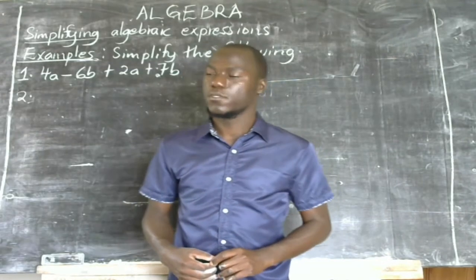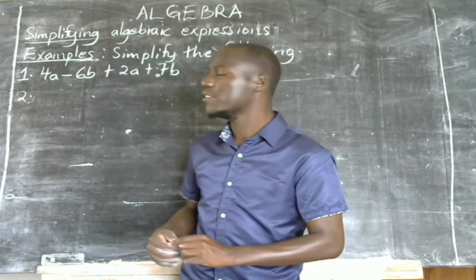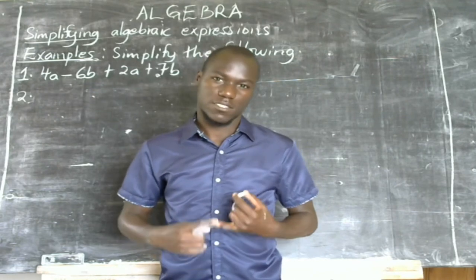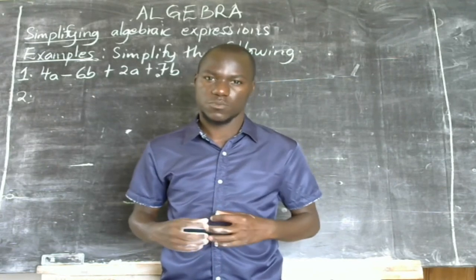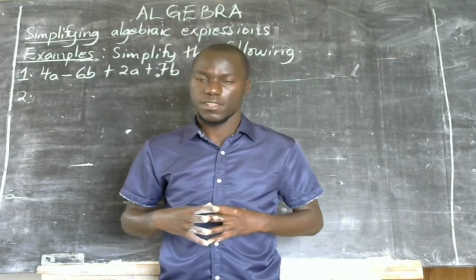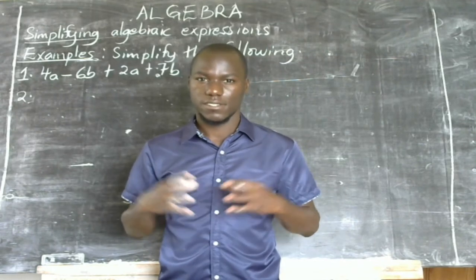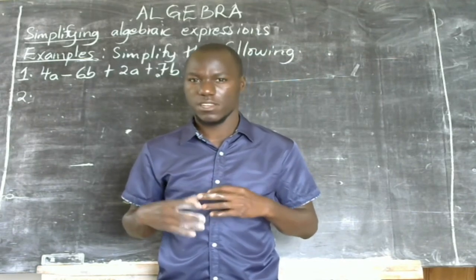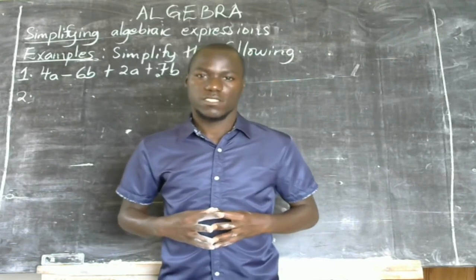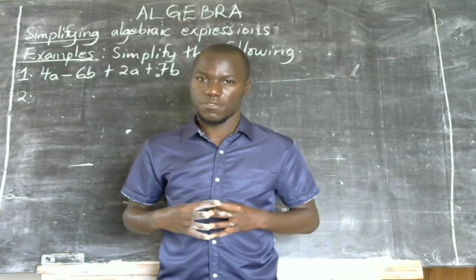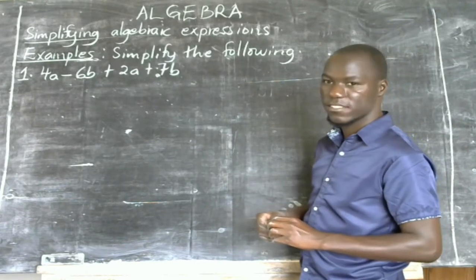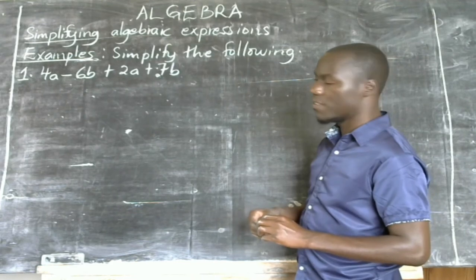So our next subtopic, we are going to simplify algebraic expressions. After looking at how to form those expressions, now we can see how we can simplify them. That is, opening brackets, dividing them, adding them when they have fractions, and so on. So example 1 here, we have been told to simplify the following. Number 1 is 4a minus 6b plus 2a plus 7b.